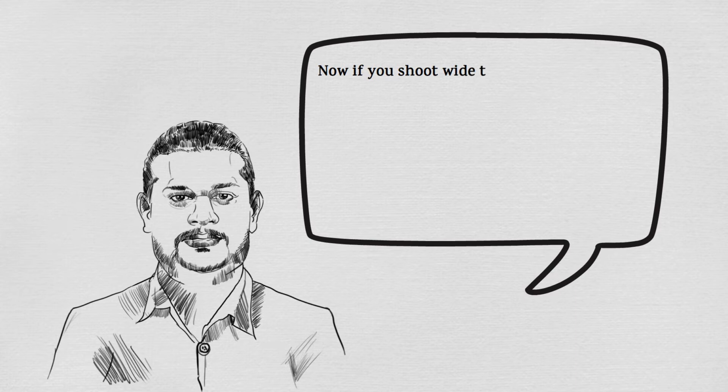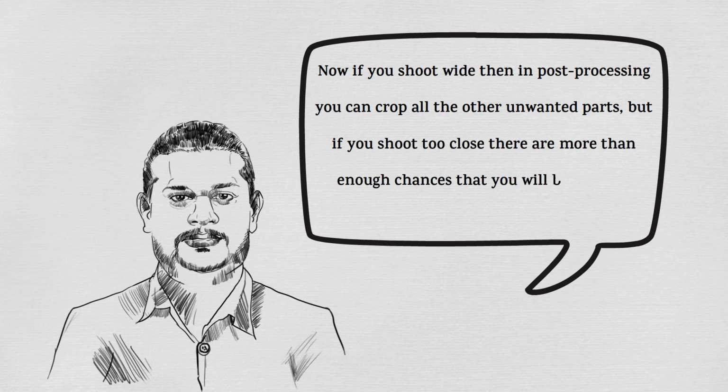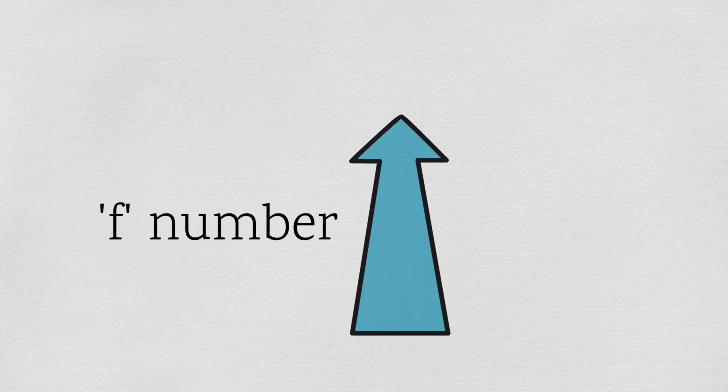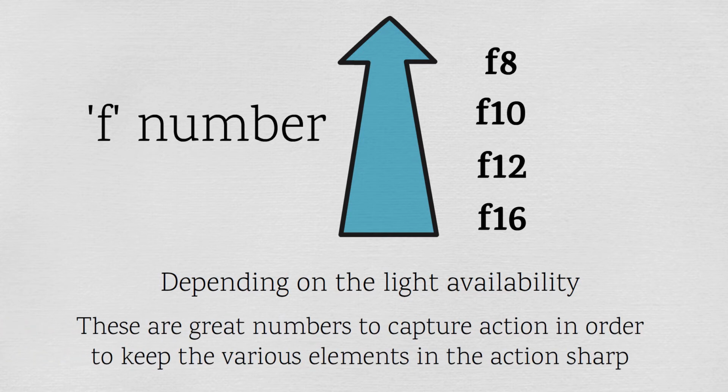Now if you shoot wide, then in post-processing you can crop all the other unwanted parts, but if you shoot too close, there are more than enough chances that you will actually be cropping the subjects themselves. So to keep all key elements in focus in an action sequence, you have to use a closed aperture of the lens. The f-number has to be higher. So f8, f10, f12, f16, depending on the light availability, is a great number to capture action, because you need to keep the various elements which are taking part in that action sharper.